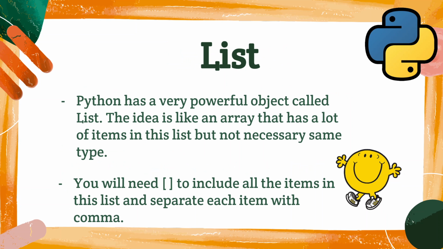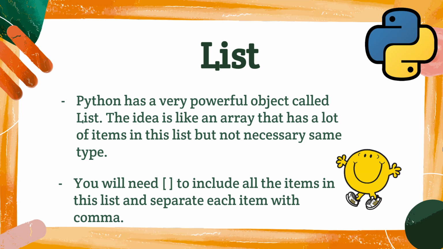Python has a very powerful object called list. This idea is similar to array and also string. According to the name, list stores a list of items inside but not necessarily of the same type. The benefit of list is that it is easy to manipulate. So, if you consider string as a list of characters, you will have more methods to apply to string to use. To use list, you will need square brackets to include all the items in this list and separate each item with comma. You will see in the following example.